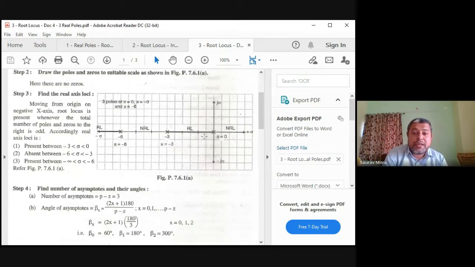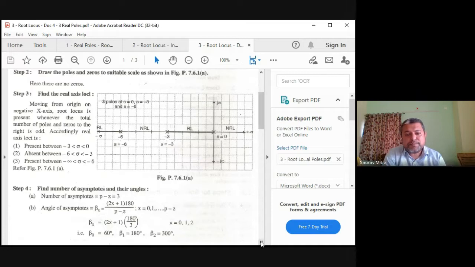So this pole S is equal to 0 and S is equal to -3, initially they are conditionally stable, or they are relatively stable. For k is equal to 0, they are stable. K is equal to 100, they are stable. K is equal to 162, they are marginally stable. K greater than 162, they are unstable. So this 0 and -3, they are relatively stable poles. -6 is an absolutely stable pole.